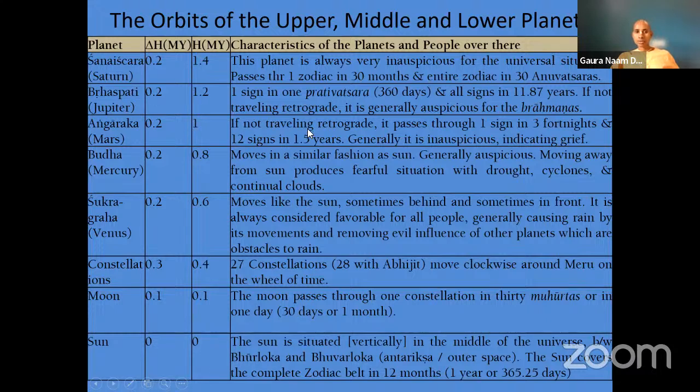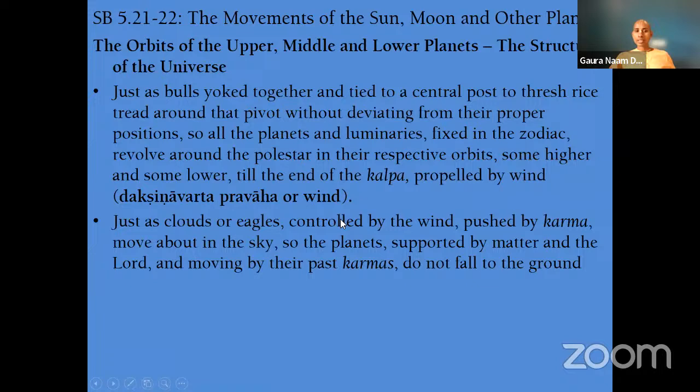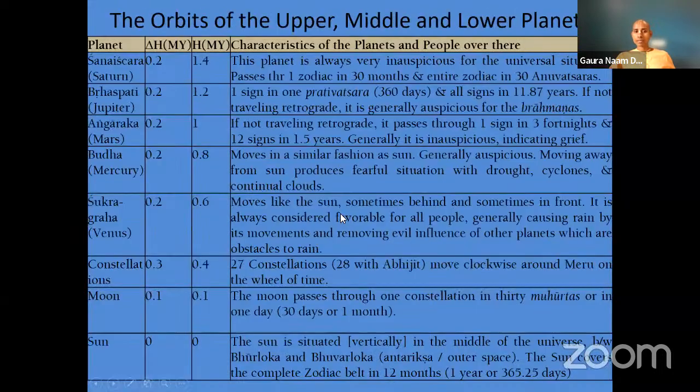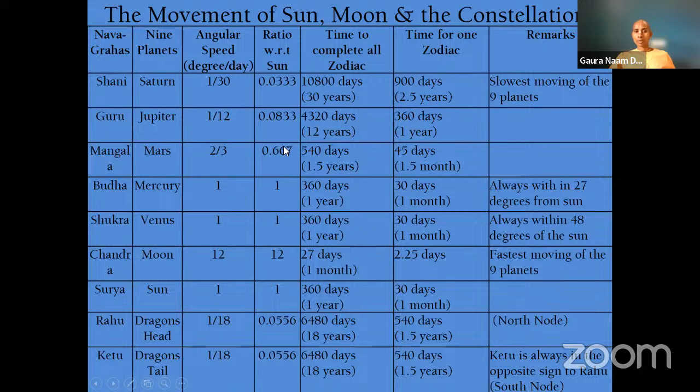And Bruhaspati, Guru, will take even more. It takes one year to move from one Rashi to another Rashi. So it is very slow with respect to the sun. And Shani is even slower than Guru Graha. It will take 30 years to complete one circle in the zodiac, and it is said to be inauspicious generally.